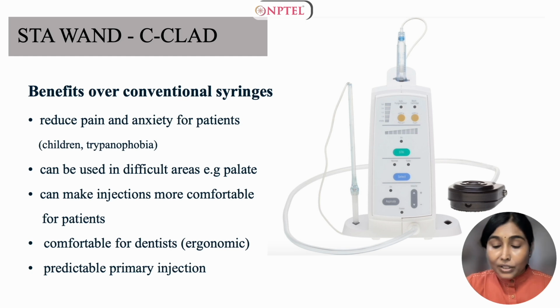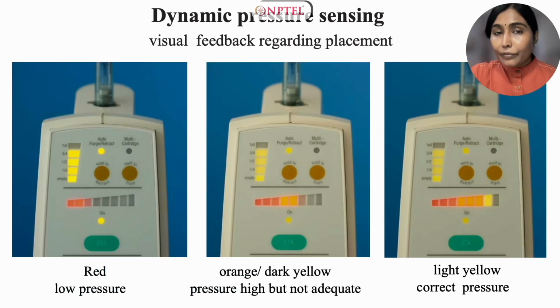The grasp that we use is that of using a pen. This is more comfortable to your fingers. Also, this system can be used as a predictable primary injection and not as a supplementary injection. One of the special features of the wand system is the dynamic pressure sensing mechanism. This gives visual feedback regarding placement of the needle into specific tissues.